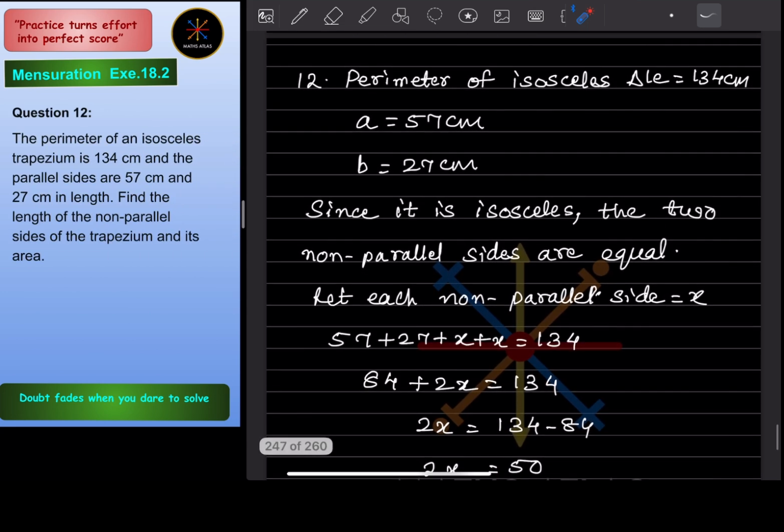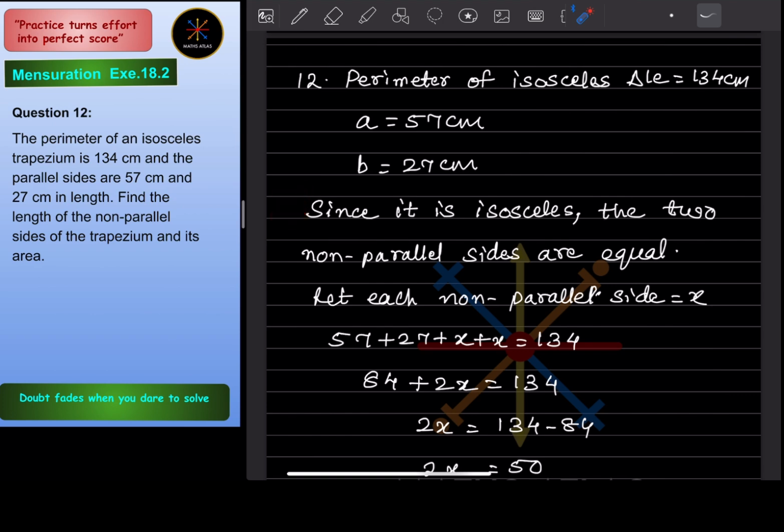The perimeter of an isosceles trapezium is 134 centimeter and the parallel sides are 57 centimeter and 27 centimeter in length. You have to find the length of the non-parallel sides of the trapezium and its area. So here the perimeter of the isosceles trapezium is 134 centimeter, given. Then the parallel sides are given as 57 and 27 centimeter. And since it is isosceles, the two non-parallel sides are equal. This is the important step here.